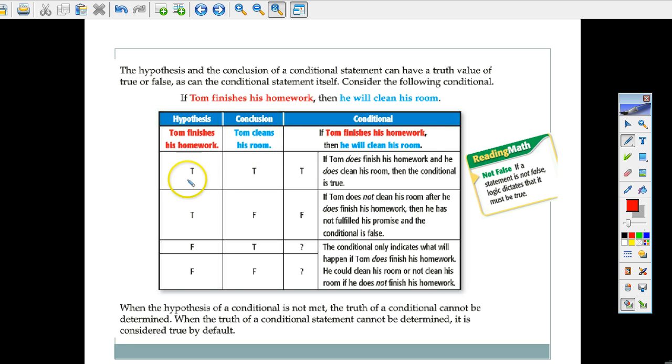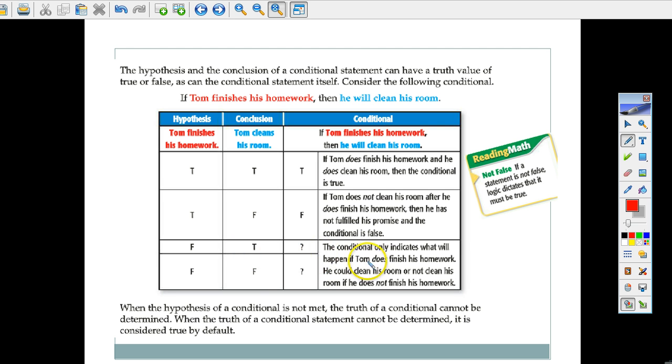Okay, so if the hypothesis is true and the conclusion is true, if Tom does finish his homework and he does clean his room, then the conditional statement is true. If one of them is true and the other is false, then it will be false. If Tom does not clean his room after he does his homework, he has not fulfilled his promise, and the conditional is false.